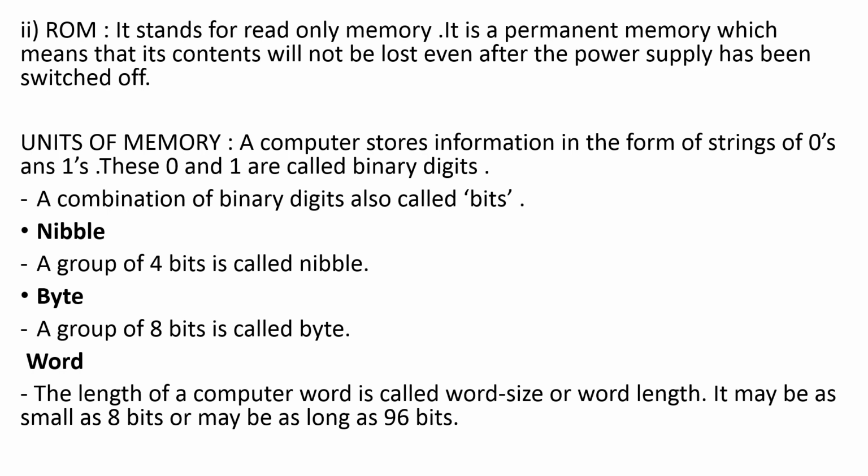The number system that we study in mathematics, from 0 to 9, is the decimal number system. The strings of zeros and ones in which the information is stored are the machine language, and zeros and ones are called binary digits. Now, a combination of binary digits, a combination of zeros and ones, is also called bits.